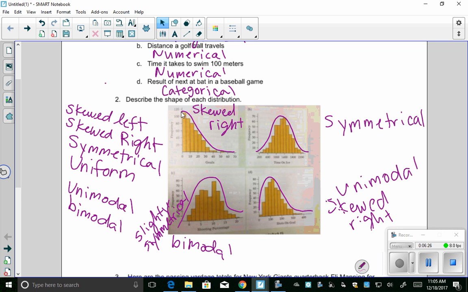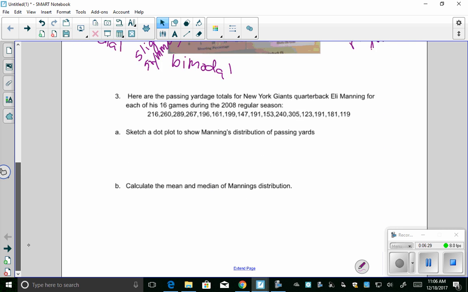All right, number 3. Here are the passing yardage totals for the New York Giants quarterback, Eli Manning, for each of his 16 games during the 2008 regular season. Sketch a dot plot to show Manning's distribution of passing yards. When I'm sketching a dot plot, I first want to ask myself, what is my smallest number and what's my biggest number? 305 and 119. So I have to make sure my dot plot covers from 119 to 305.